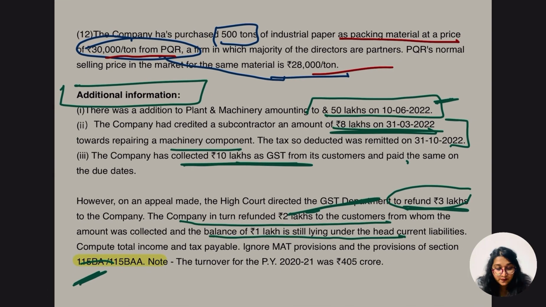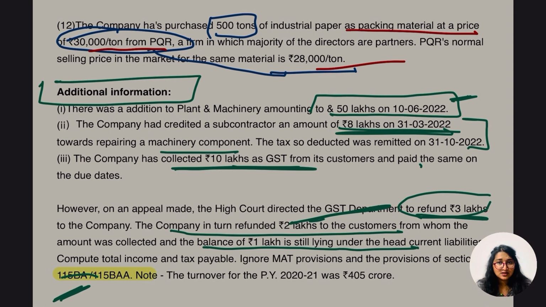So up to this we have adjusted those points which are already either debited or credited. Now the question is specifying that this is the additional information, which means they have not done the adjustment, okay. So we are going to do the adjustment. There was an additional plant and machinery amounting to 50 lakh on 10/6/2022. So there would be some depreciation related to this, okay. So yes, let's go for it now.